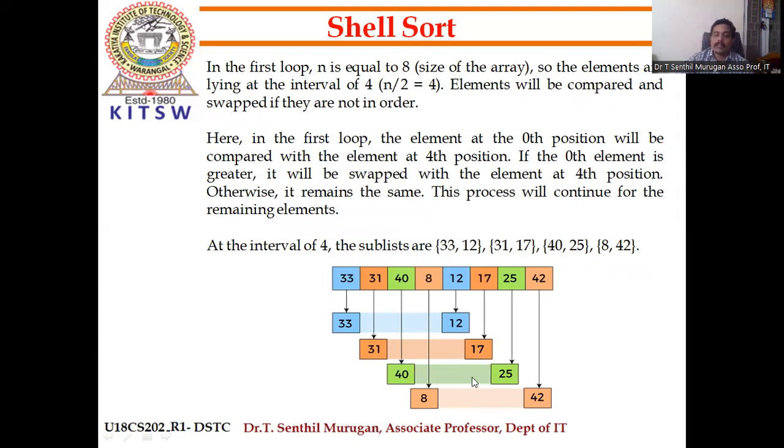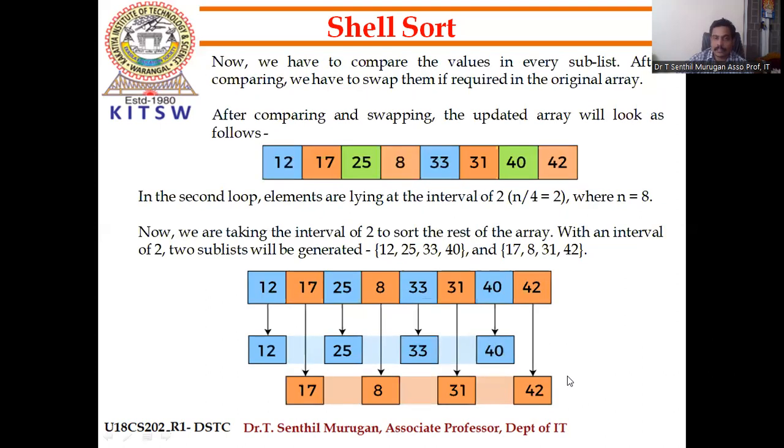Finally we compare 40 and 25. Again swapping is required. 25 will come here, then 40 will go there. Finally 8 and 42, no need of swapping. So after performing this, what will happen? 12 will come here, 12 and 17, here 25, here 8, then here 33, 31, then 40, 42 will be there. So this is the final array we will get.